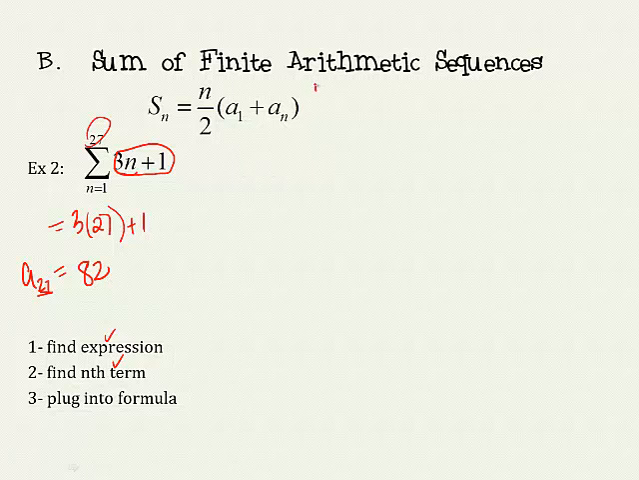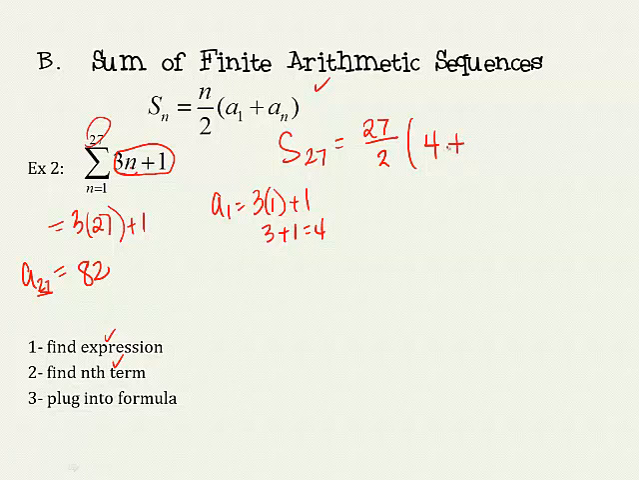Now I can use this summation formula. So S sub 27, the sum of 27 terms, is going to equal 27 over 2 times a sub 1, plus a sub n. What's the first term in the series? If I put in 1, I get 3 plus 1, which is 4. So that's 4, plus a sub n, which we found was 82. Then I put this in my calculator: 27 divided by 2 times 4 plus 82, which is 86. So I get 1161, and that is the sum of that series.